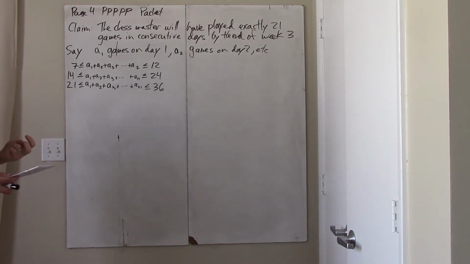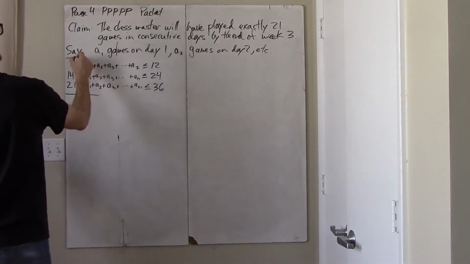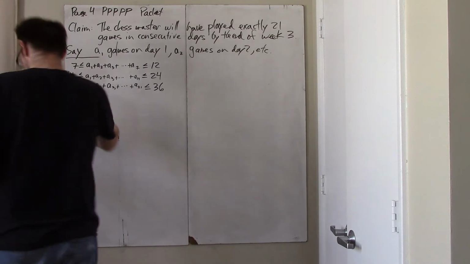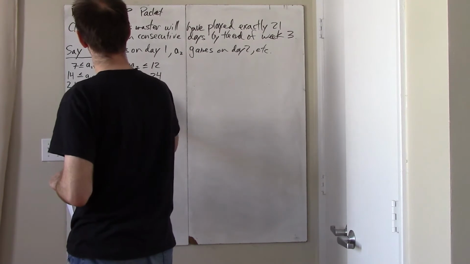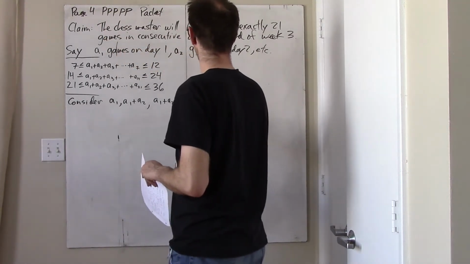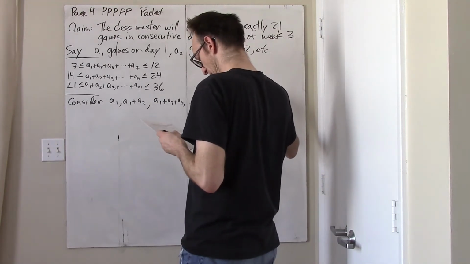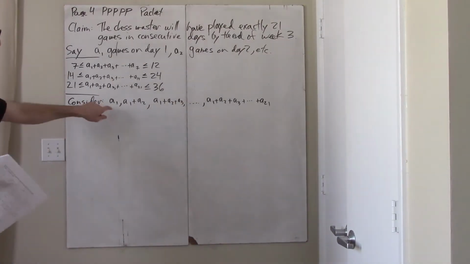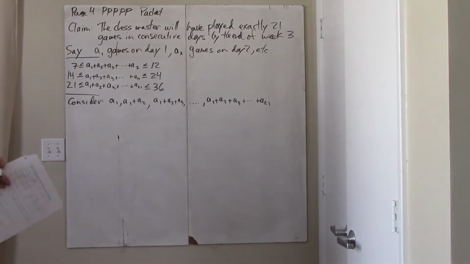Well, now we're going to do almost the exact same thing as in the previous problem. We'll now consider the sequence of partial sums: A1, A1 plus A2, A1 plus A2 plus A3, all the way up to A1 plus A2 plus A3 and so on, ending with A21. So this is just what you think: the number of games played by the end of day 1, by the end of day 2, all the way up to the number of games played by the end of day 21.